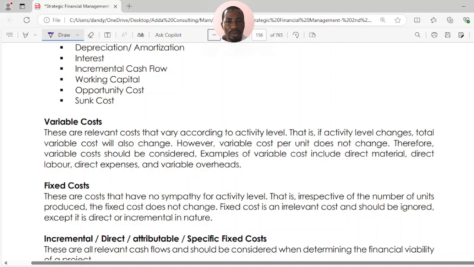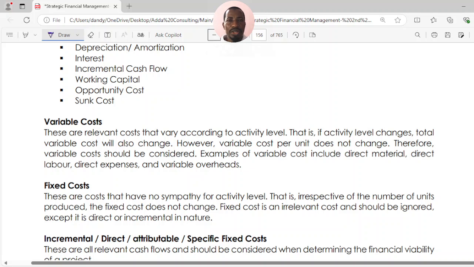There are three different ways in which an examiner can test your understanding of fixed cost. The first one is that if you are given fixed cost with no further explanation, no additional information, you are just given fixed cost. Say, for example, fixed cost of 1 million naira. If there is no further information, that fixed cost of 1 million naira is irrelevant. Just ignore it, because provided the fixed cost will not change, it is irrelevant, so you ignore.